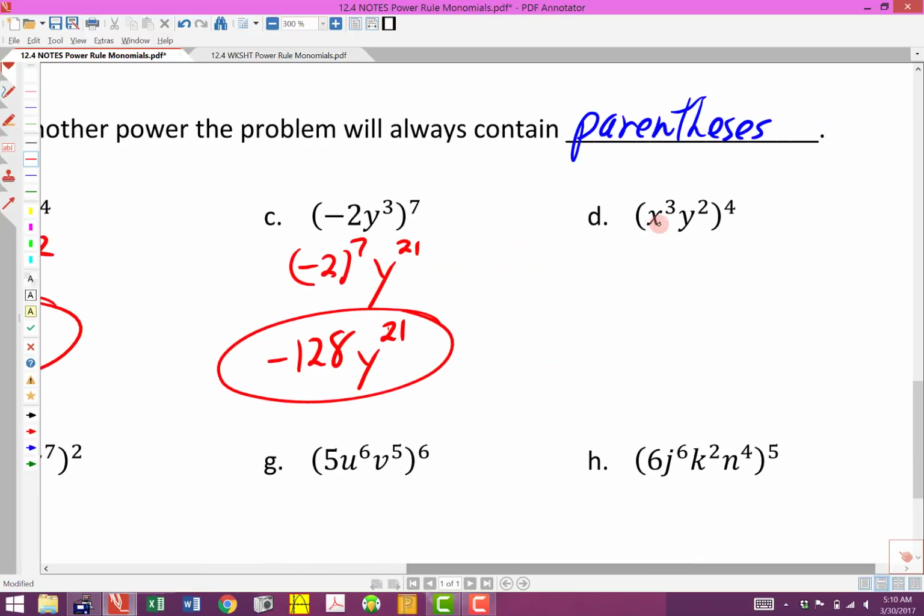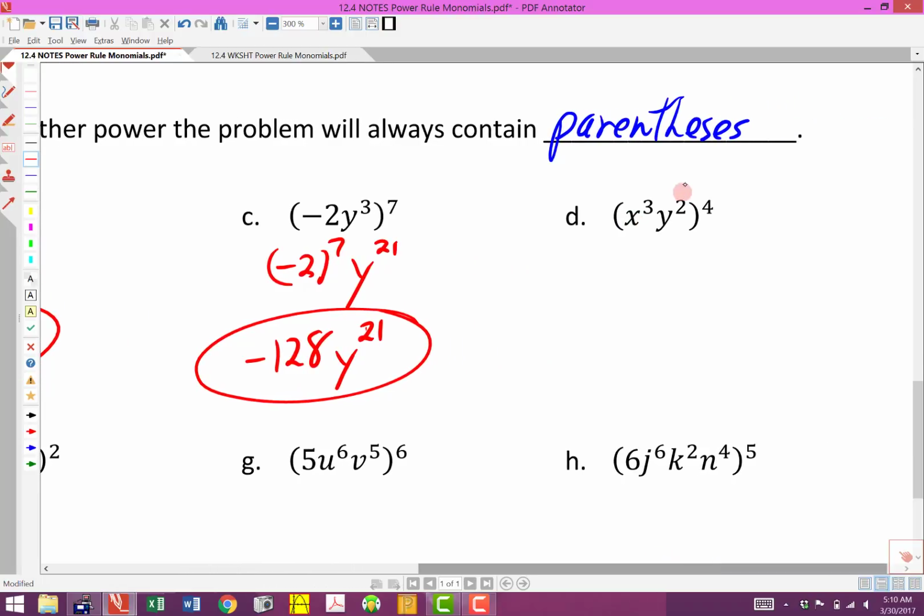This one has more variables, but as it turns out, I think this is a little bit easier. Again, it's kind of like distributing this through. We've got x to the third raised to the fourth, power to a power we multiply, so that's x to the 3 times 4, that's 12. Then y, power to a power, we multiply, so that's 2 times 4, that's 8, and we are done. That's all we have on that one. x to the 12th, y to the 8th.